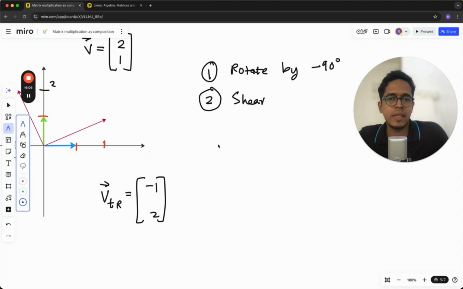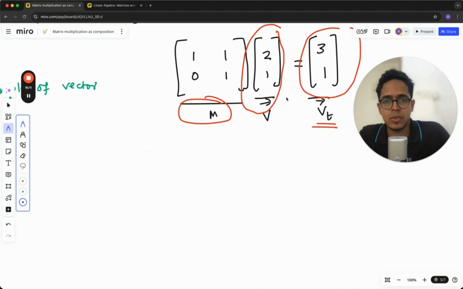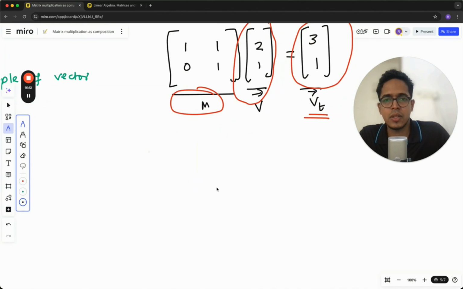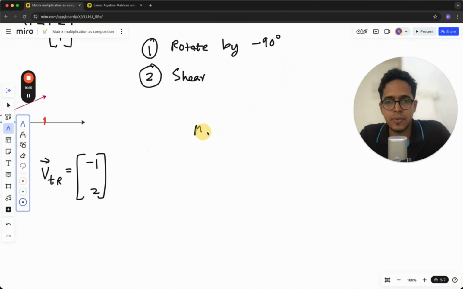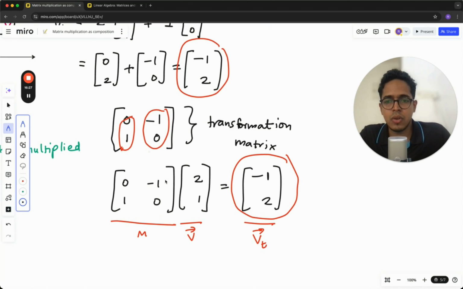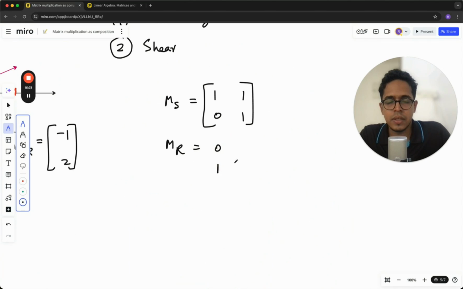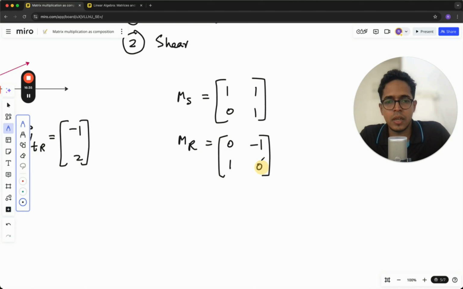Now, how do we apply shear? We apply shear by multiplying with this matrix. So shear matrix was nothing but 1, 1, 0, 1. So the matrix for shear was 1, 1, 0, 1. And the matrix for rotation MR was this over here, 0, 1, -1, 0. So this was the rotation matrix.